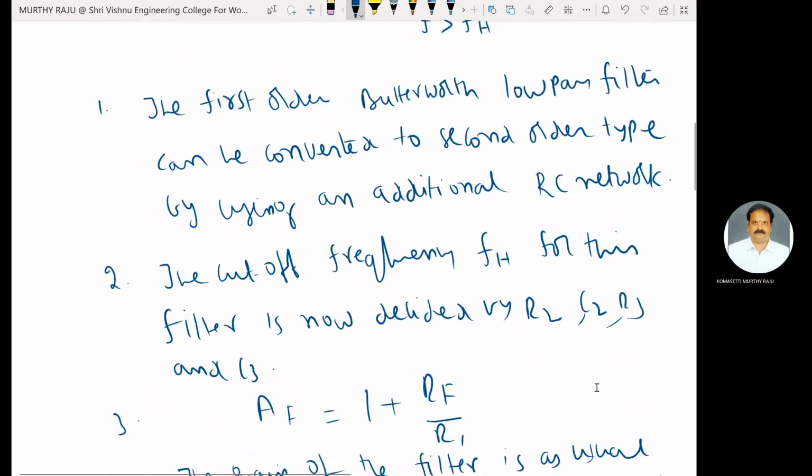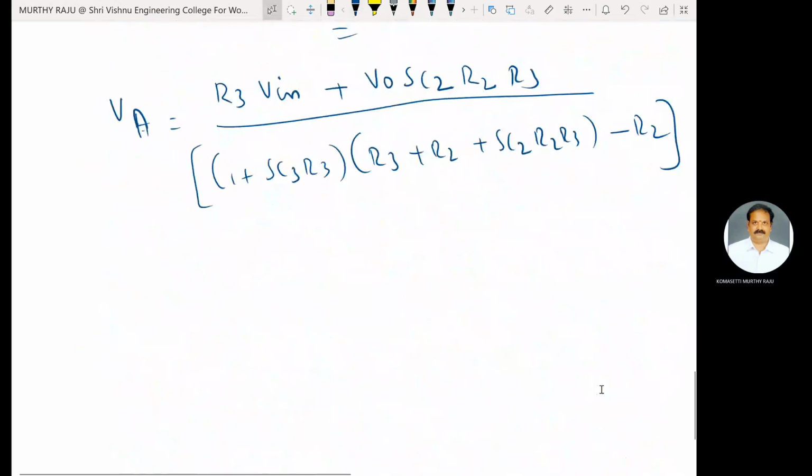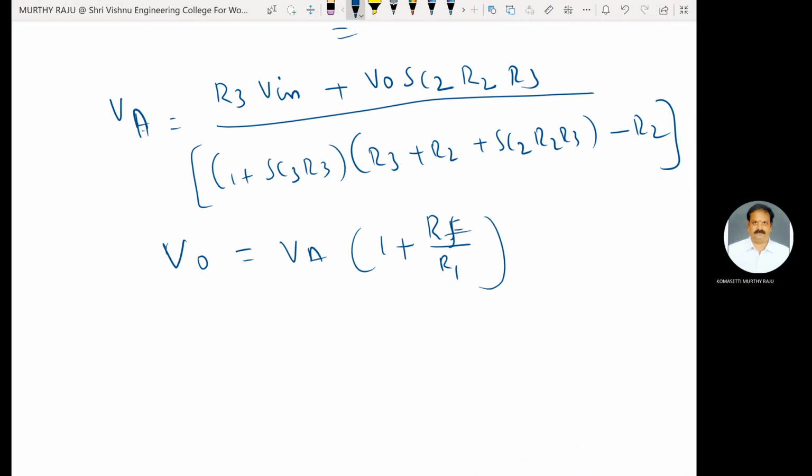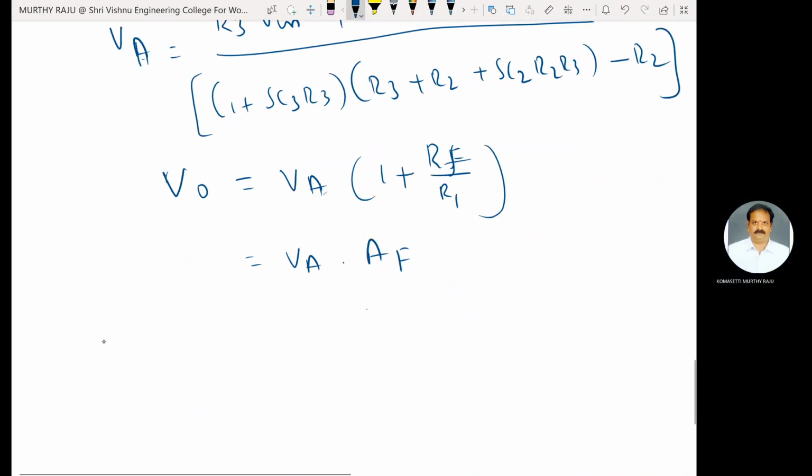Therefore, V0 is equal to VB, VB is equal to VA, so VA into 1 plus RF by R1. 1 plus RF by R1 is AF. Here we use the non-inverting amplifier configuration. Therefore, VA into AF. Substitute VA in that expression. Therefore, V0 is equal to VA, the entire expression.